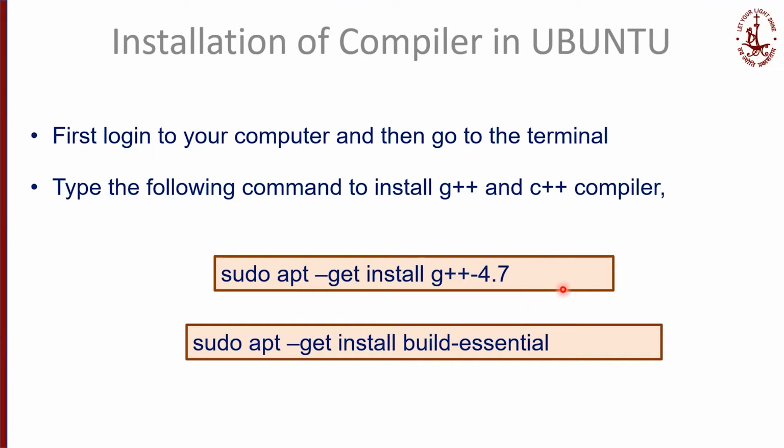Once you have typed out this command, you have to type out sudo apt minus get install build minus essential. So this is going to install the software properly in your system. And if you already have this compiler, this will just update your compiler from the older version to the newer version.